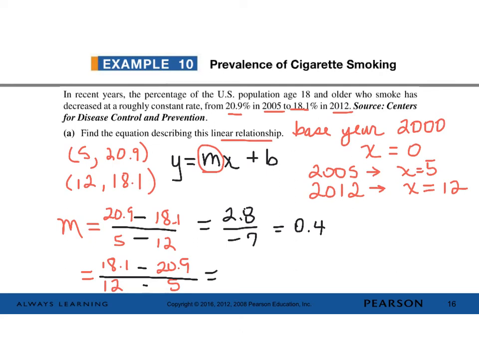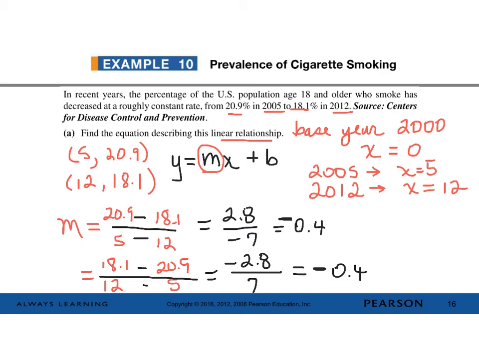18.1 minus 20.9 is simply negative 2.8. And 12 minus 5 is positive 7. So we still get, and I'm sorry, I meant to put the negative sign here, so we still get negative 0.4. So there's our slope.